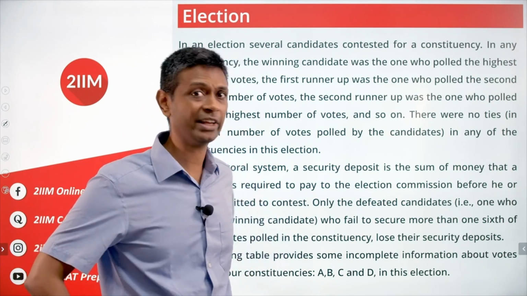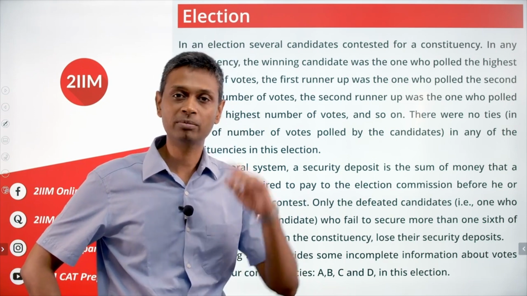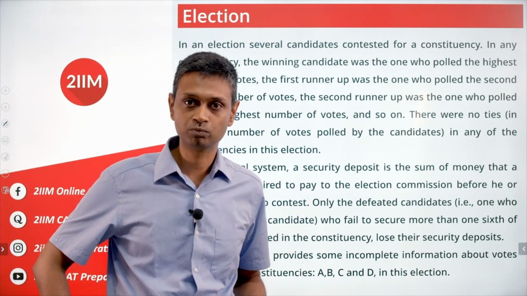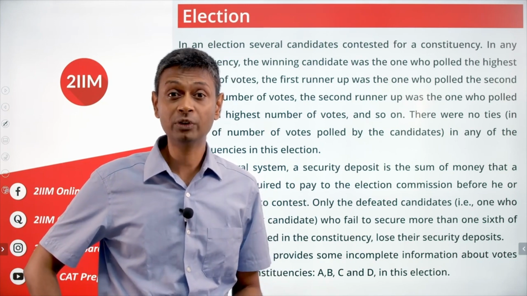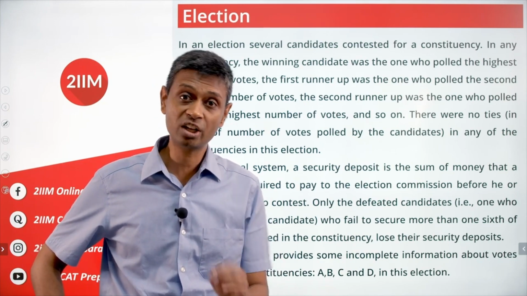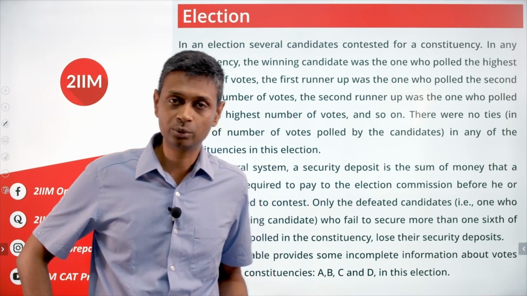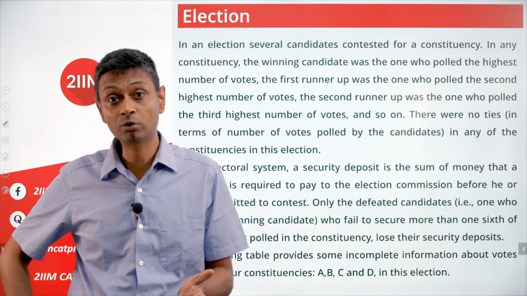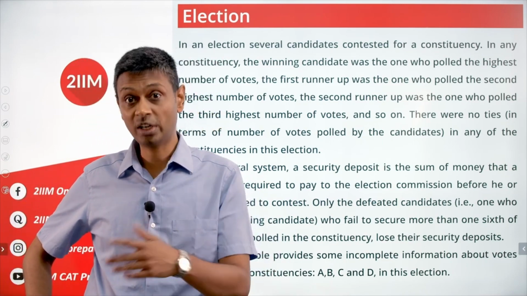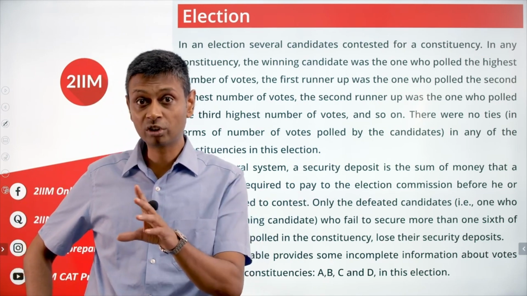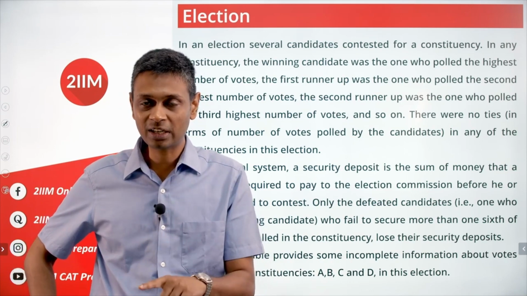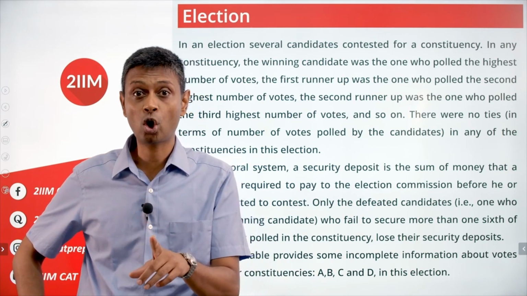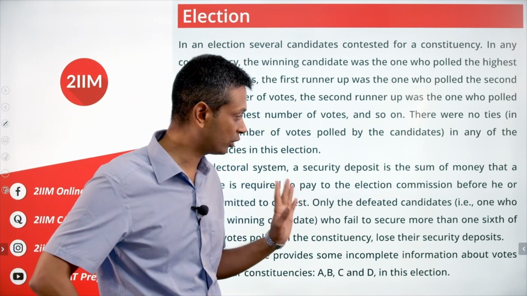That means if there are, say, 40 candidates and the maximum anyone polled was only 15% or 12%, and that guy won, even if you have polled less than 1/6, if you have won the election, you are obviously the best candidate. So obviously you can't forfeit your security deposit if you have won an election. The security is lost only if you are defeated. If you have been defeated and you've got 1/6 or less, then you forfeit your deposit.